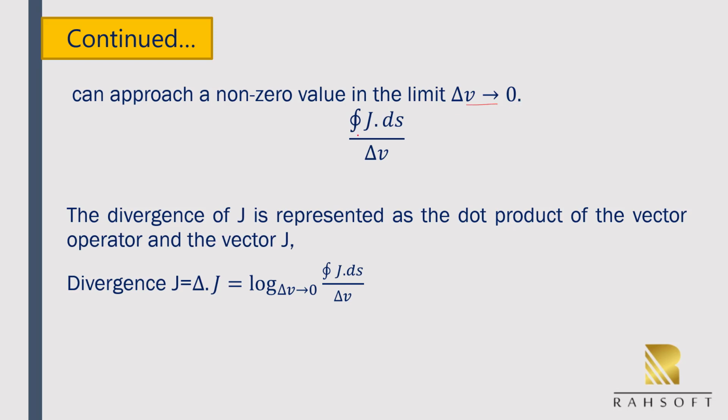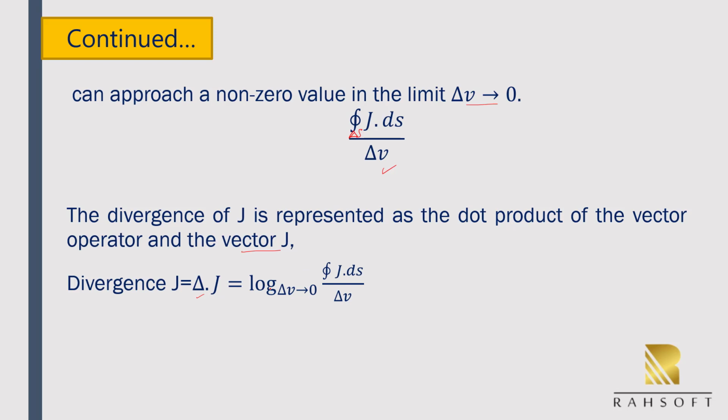Closed integral over a surface delta S of J dot ds divided by delta V. This is the amount of current, or the flux of the quantity whose density vector is represented by J, per unit volume emanating from the infinitesimal volume delta V. The value that this quantity approaches as delta V tends to 0, or shrinks to a point, is known as the divergence of vector J. The divergence of J is represented as the dot product of the vector operator del and the vector J.